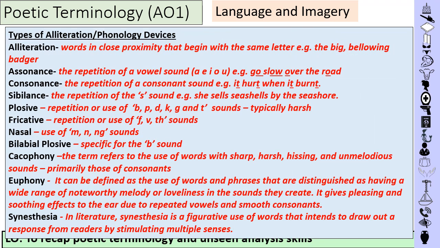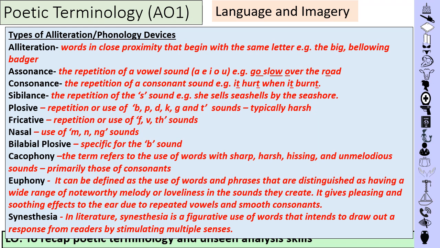Types of phonological devices. We've got alliteration, where words in close proximity begin with the same letter. So, the big bellowing badger. Assonance is the repetition of a vowel sound, and vowels are obviously A, E, I, O, U. So for example, go slow over the road, that O sound is repeated.